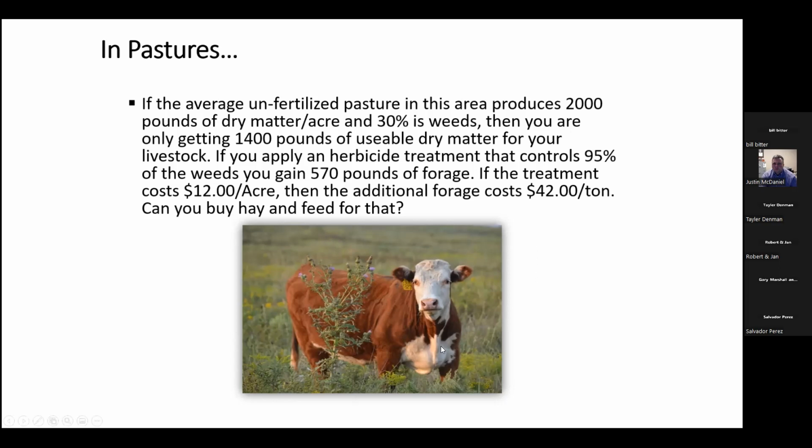Obviously, in other settings like lawns and flower beds, weeds may need to be controlled simply due to aesthetic purposes, and so that's a little bit different situation. Again, it just depends on what you're willing to tolerate.